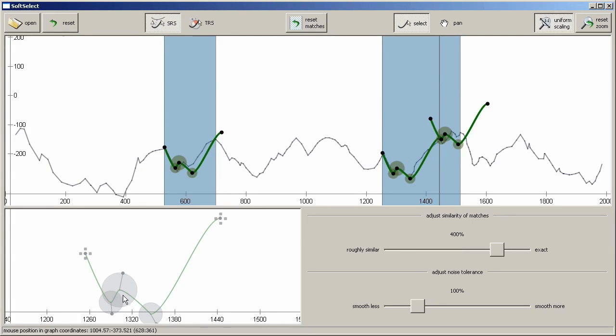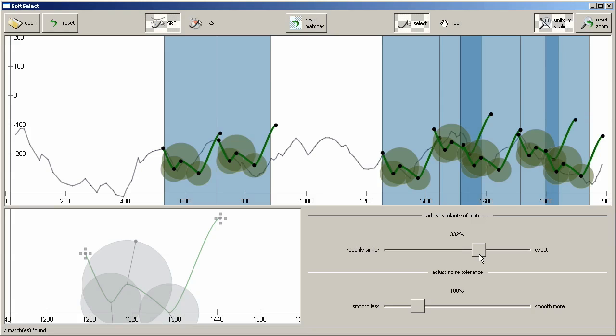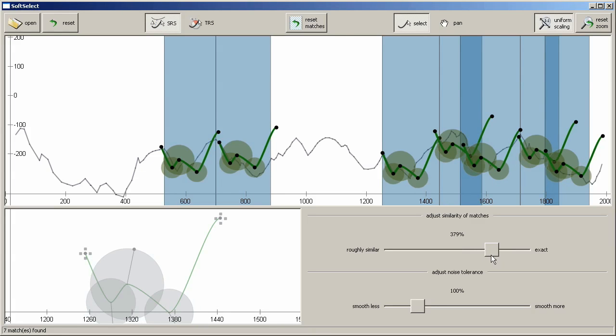Relaxed selections can be adapted in shape and tolerances can be refined on a point-by-point basis. Two additional sliders allow the adjustment of all tolerances and the application of a smoothing threshold.